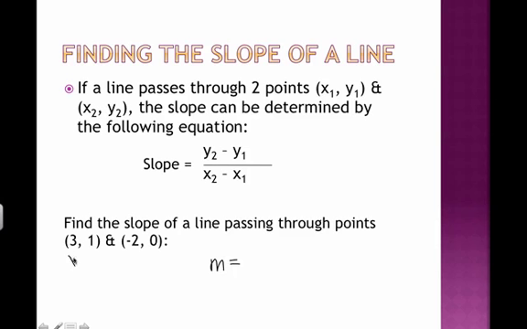So this is my x1, y1, and my x2, y2. Okay, now we're just going to plug in our values. So we have 0 minus 1 over negative 2 minus 3. Simplify and reduce. We have negative 1 over negative 5. We have a negative and a negative. Those cancel. So our slope is 1/5.